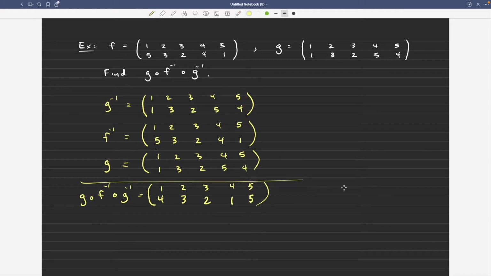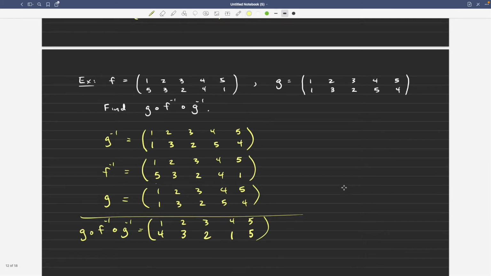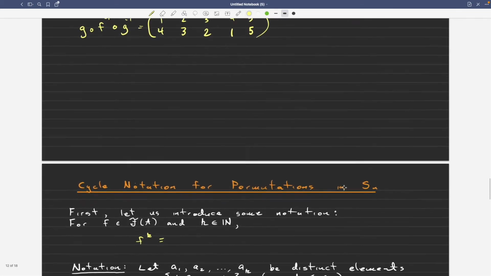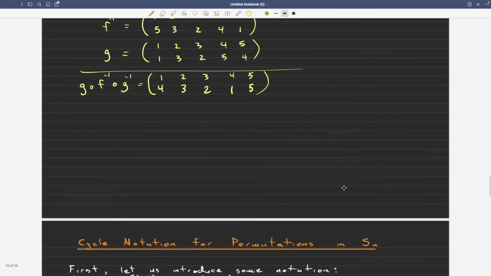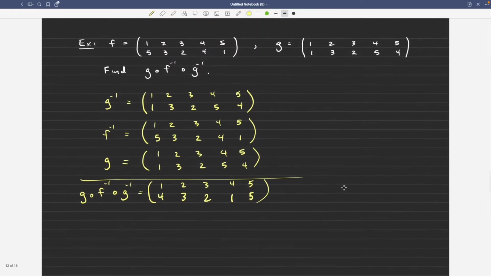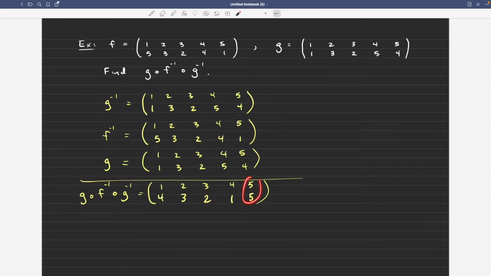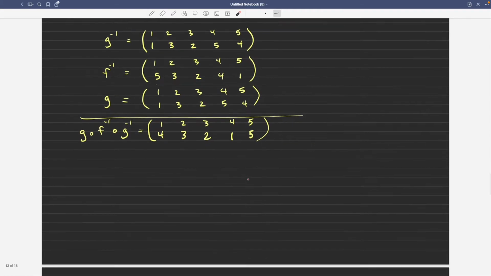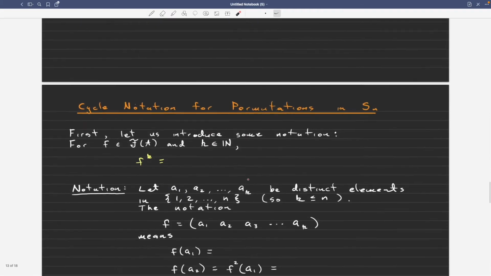Okay. So at this point, we're getting pretty good at taking compositions of permutations where we've expressed things in the 2-row notation. So now we want to introduce a new notation for permutations that's actually a bit more compact. What you see sometimes is that elements map to themselves. And when elements map to themselves, like here we had 5 going to 5, we can just suppress that in a way. So we can use something called cycle notation to do away with the information that's just fixed. So let's talk about cycle notation.